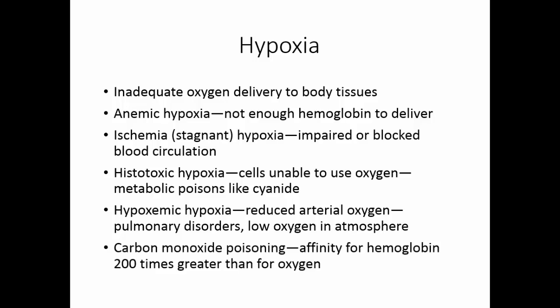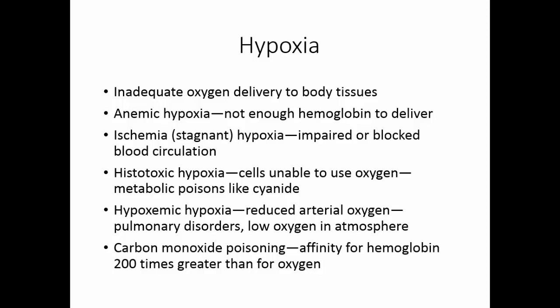Carbon monoxide poisoning is a unique kind of hypoxia. Carbon monoxide has an affinity for hemoglobin that's 200 times greater than that of oxygen. Therefore, just a little bit of carbon monoxide in the atmosphere will knock oxygen off the hemoglobin. That way, oxygen won't be delivered to the tissues. This is why a hyperbaric chamber is used to treat carbon monoxide poisoning. We have to really force the carbon monoxide off of the hemoglobin by giving it lots and lots of oxygen.